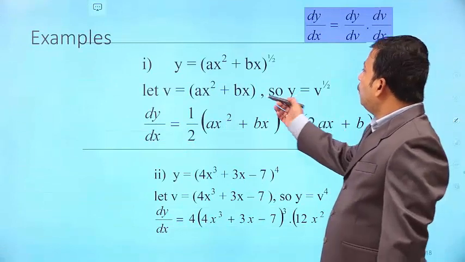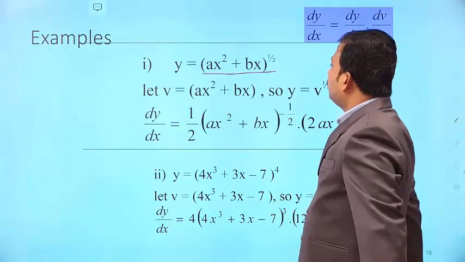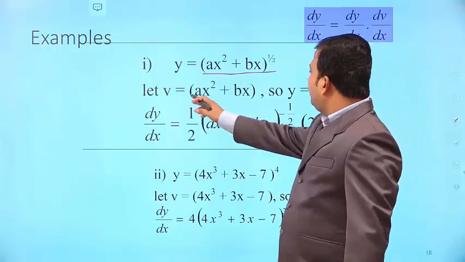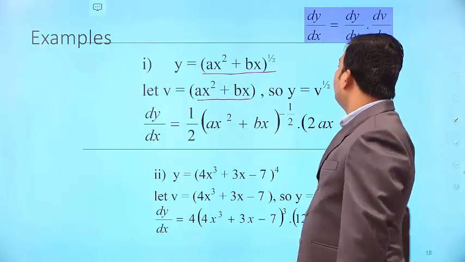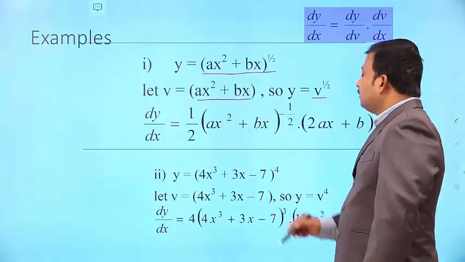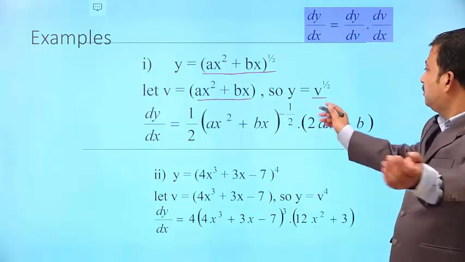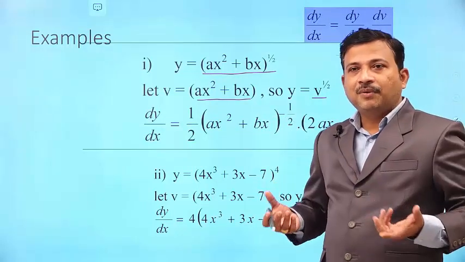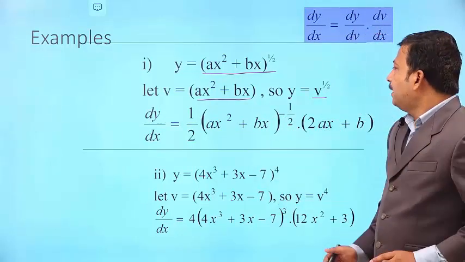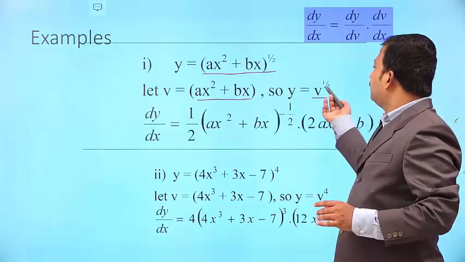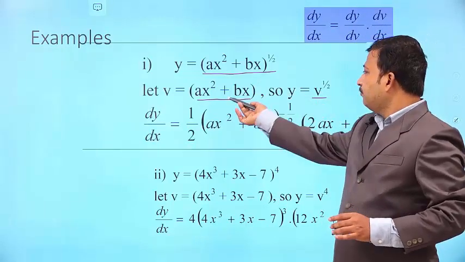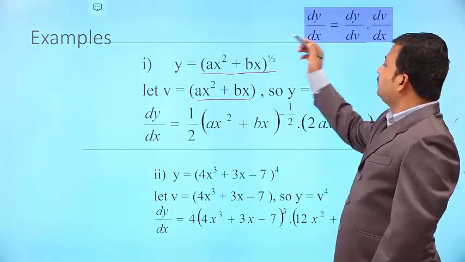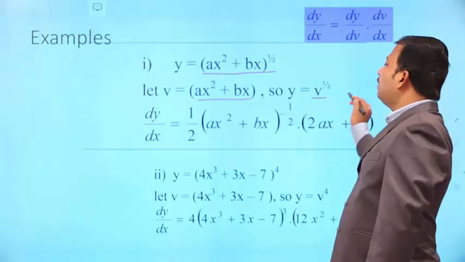See here, y is equal to (ax square plus bx) whole to the power 1 by 2, right? So let v equal to ax square plus bx. So y is equal to v to the power 1 by 2. This is nothing but the substitution. You can do it directly also, but sometimes to simplify we can use this type of thing, right? If you put ax square plus bx as v, then y is equal to v to the power 1 by 2. V itself is a function of x, y is a function of v.